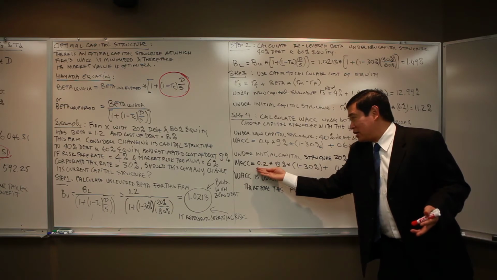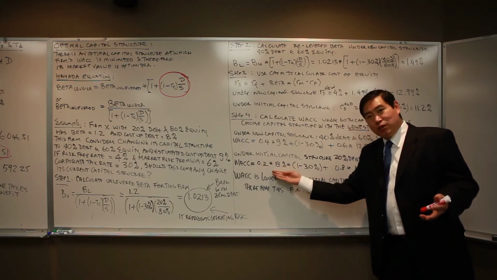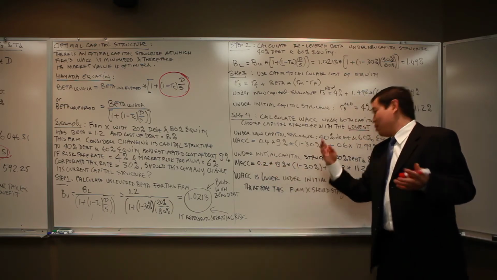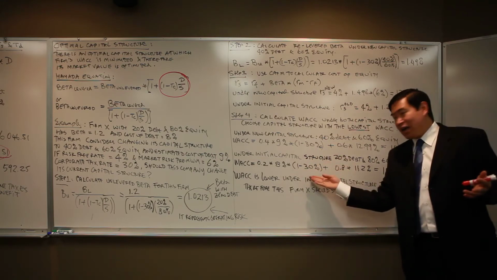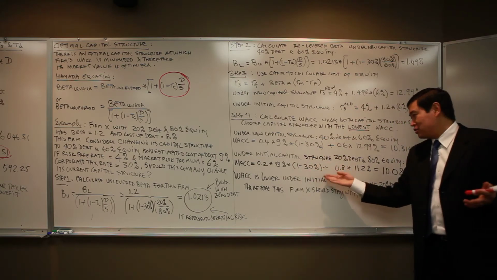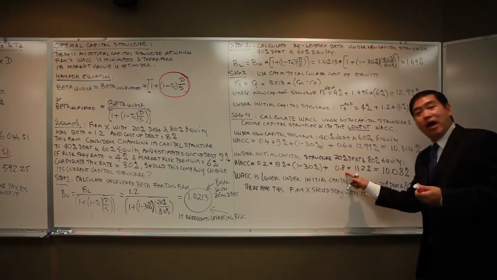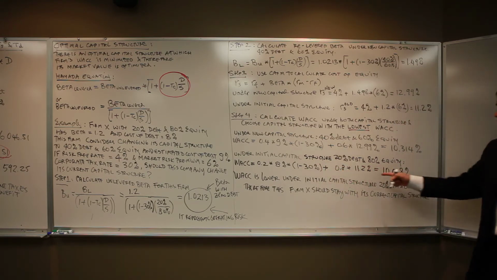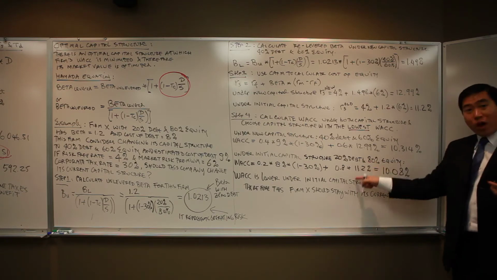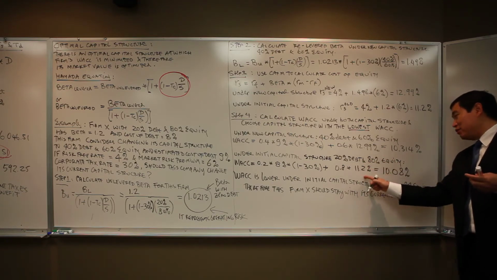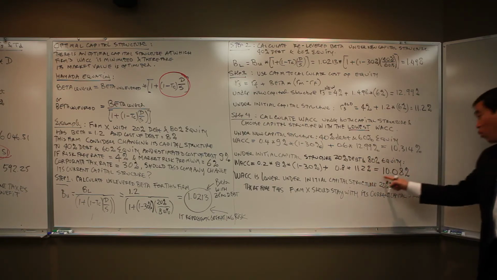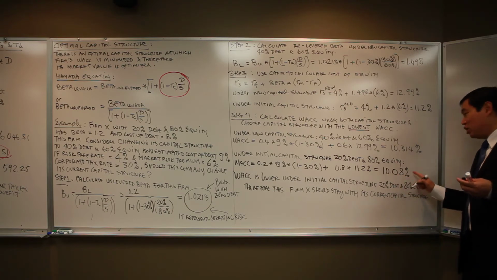Under the initial capital structure of 20% debt and 80% equity, we calculated the weighted average cost of capital as well: 20%, or 0.2, times 8%, the pre-tax cost of debt, multiplied by 1 minus tax, where the tax rate is 30%, plus 80% equity financing times the cost of equity under 1.2 beta, remember, 11.2%. So we get a weighted average cost of capital of 10.08%.